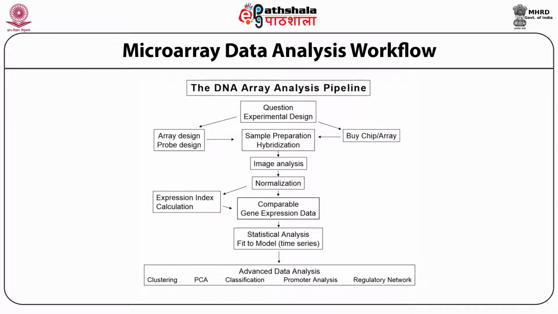The microarray DNA data analysis pipeline is actually an algorithm of the different things we normally do during our microarray experiments. We have a particular experimental question, and for that we design an appropriate experiment, and then we do the sample preparation and buy the chip or array, and then we hybridize the RNA, after labeling it with a particular dye, onto this array. What you get is bunches of dots, as shown in the earlier slides, and that is what the image analysis portion deals with.